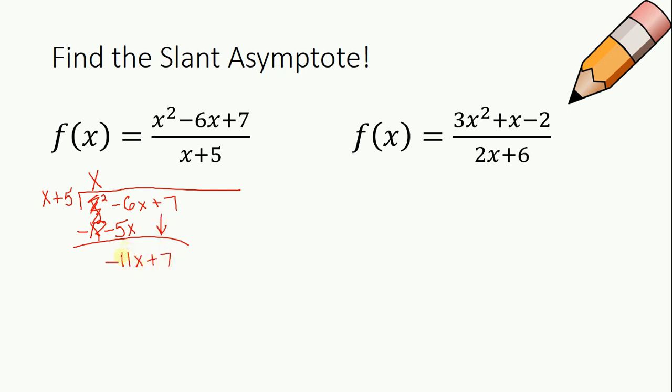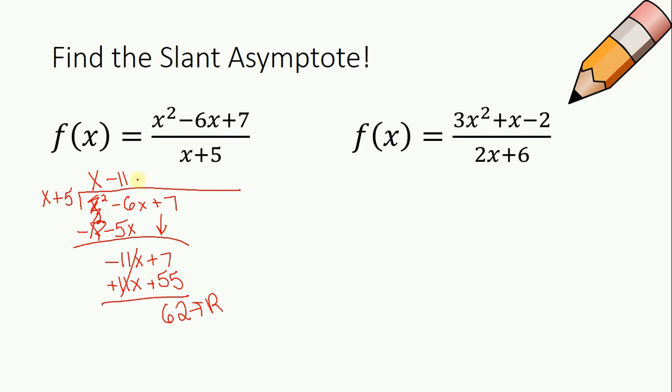And then we started the process yet again. Something times x gives me negative 11x. That would be negative 11. So negative 11 times x is negative 11x. Negative 11 times 5 is negative 55. Don't forget to swap our signs, so that way these guys cancel off. So I got 7 plus 55, that is 62. So that's my remainder. Now remember guys, last time we did plus 62 over x plus 5.